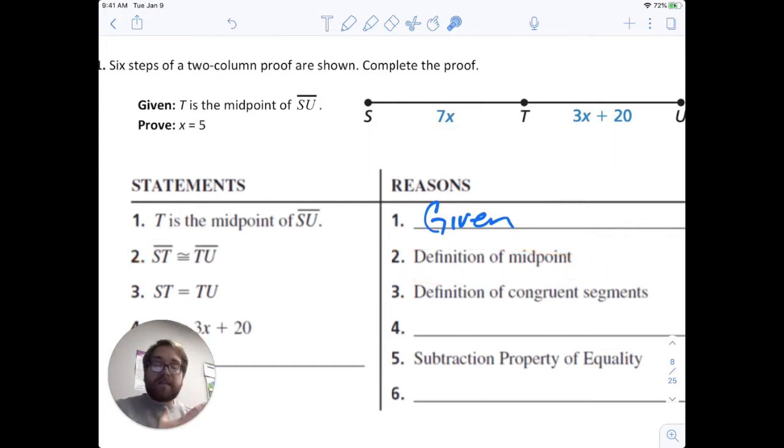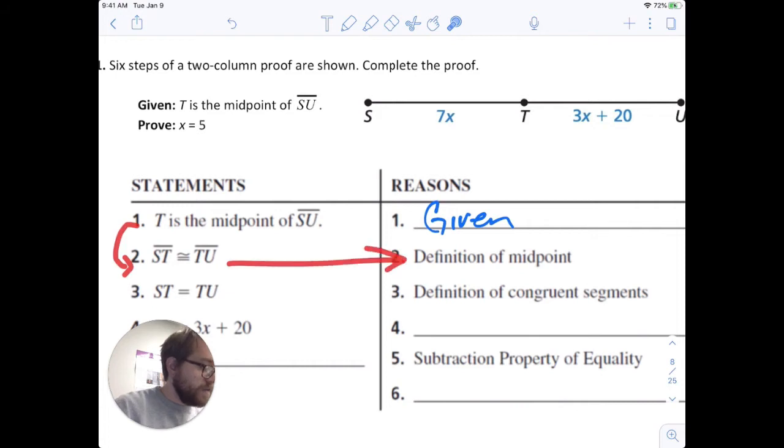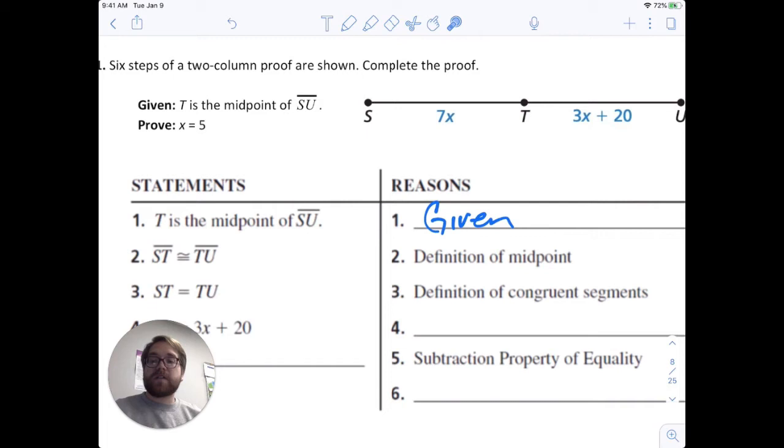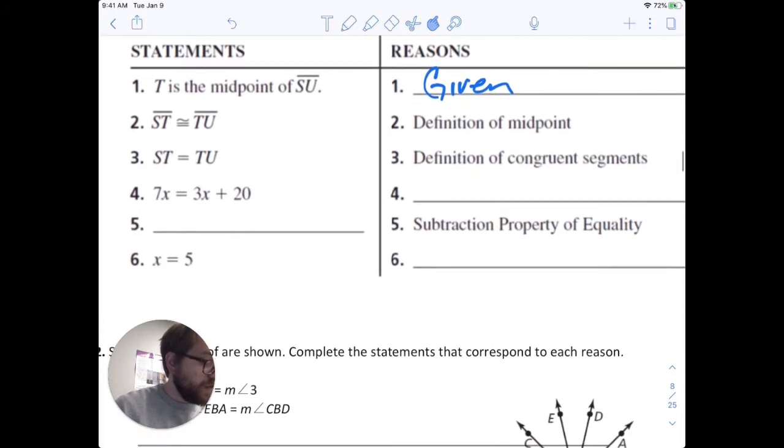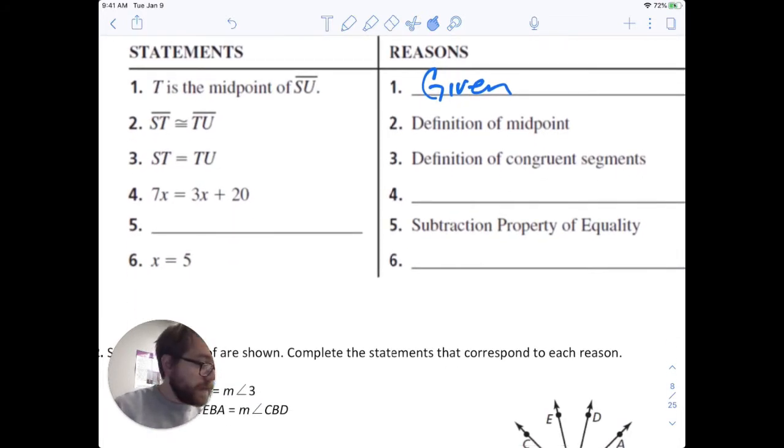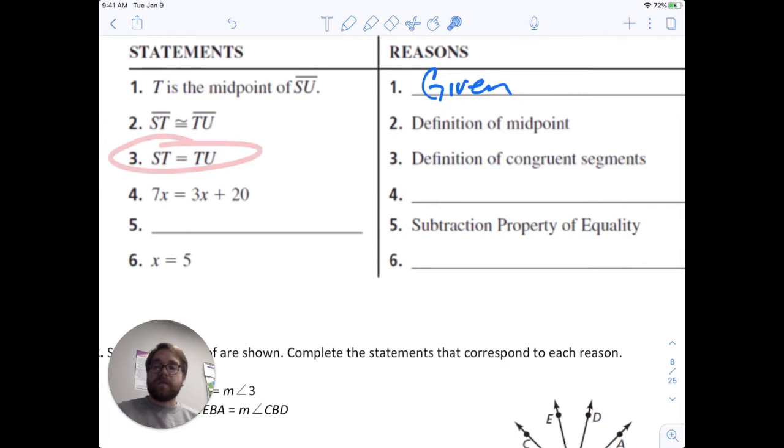And that's how proofs work. Based off of this information, what do we know, and how do I know it? This reason right here. If I know that those two parts of the segment are congruent to each other, then what else do I know? Well, I know their measurements are equal. How do I know that? Because that's the definition of congruent segments. If two segments are congruent to each other, then their measurements are equal to each other.